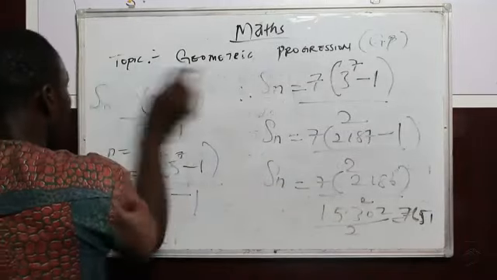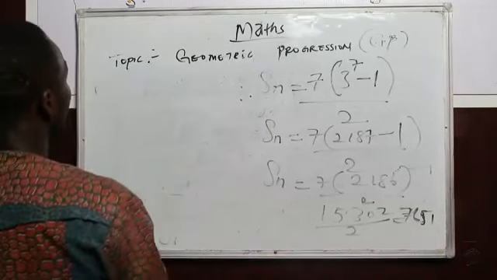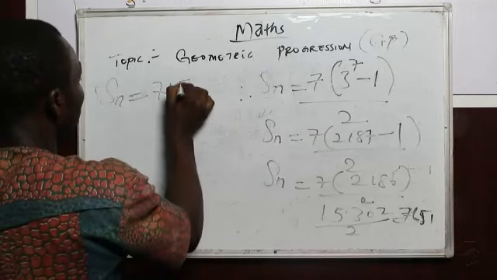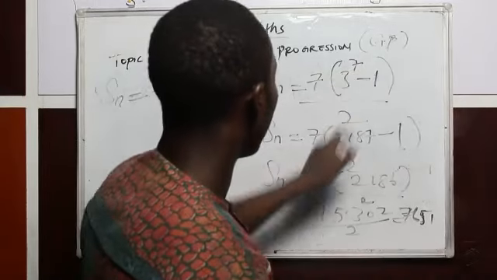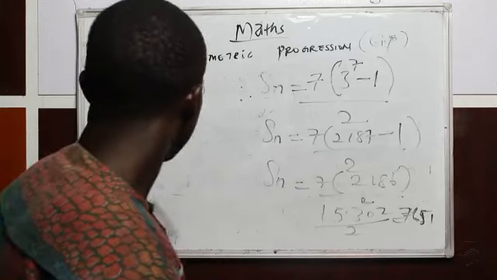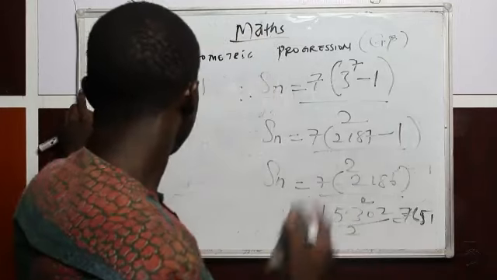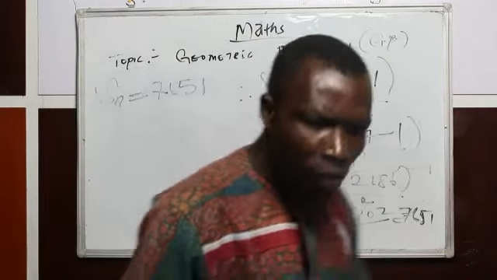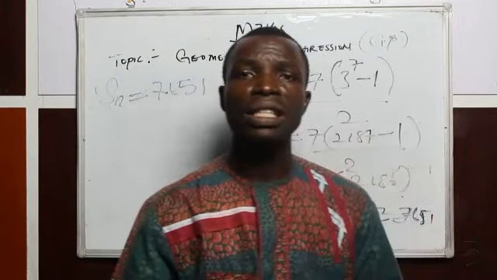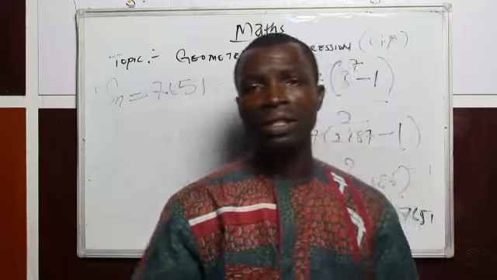Therefore, the sum of this geometric progression for the first 7 terms is equal to 7651, knowing fully well we've substituted our formula, our first term was 7 and our common ratio is 3. So the sum of the first 7 terms of this geometric progression is equal to 7651. I would like you to solve questions so as to know how far we have gone in the sum of GP. Before I proceed, I want you to solve these few evaluations.